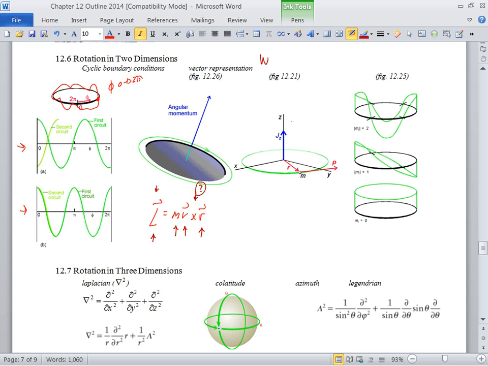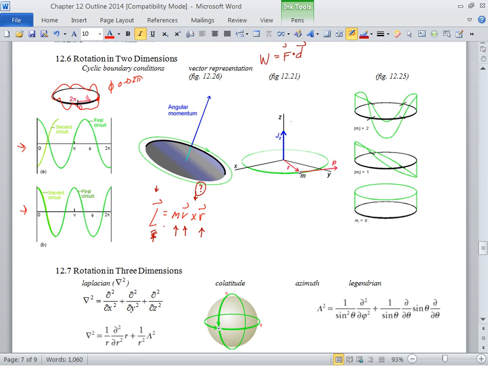I don't know if you remember this stuff. Work was a dot product. I don't know, this is probably getting to be too much. But whoa, what happened there? Work is a dot product, so you ended up with a scalar. Cross product, you end up with a vector.